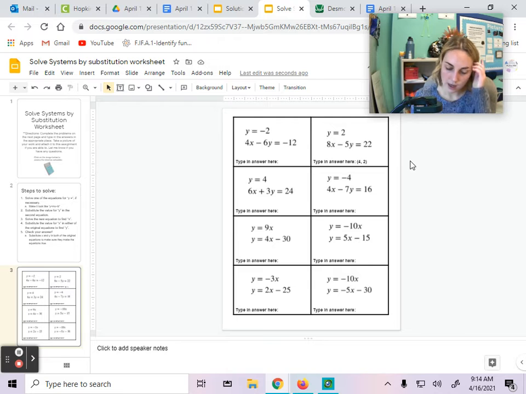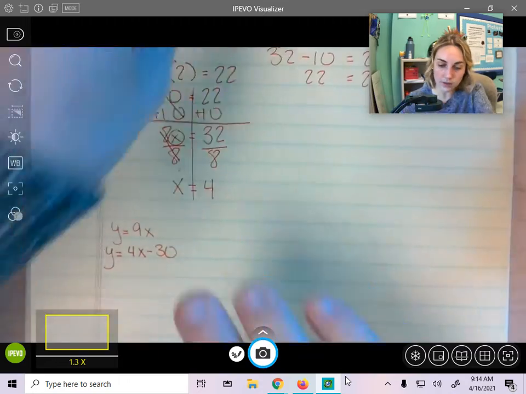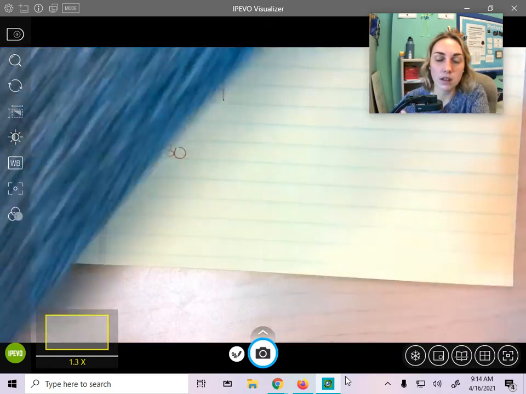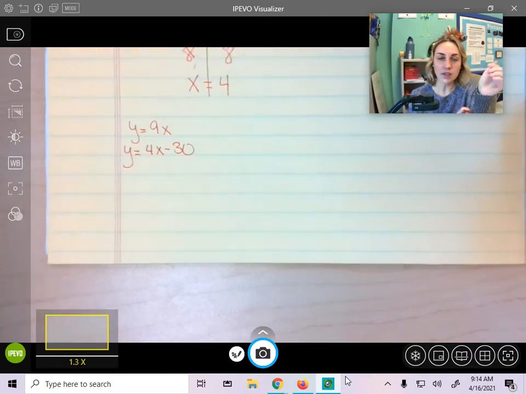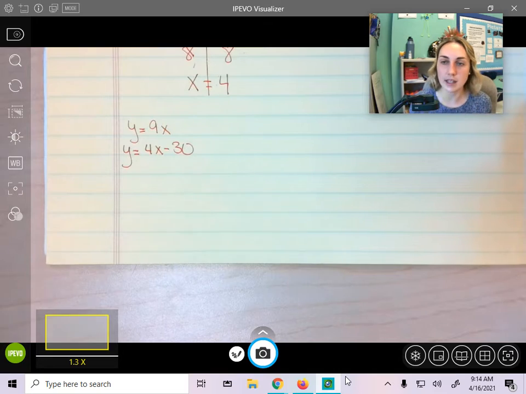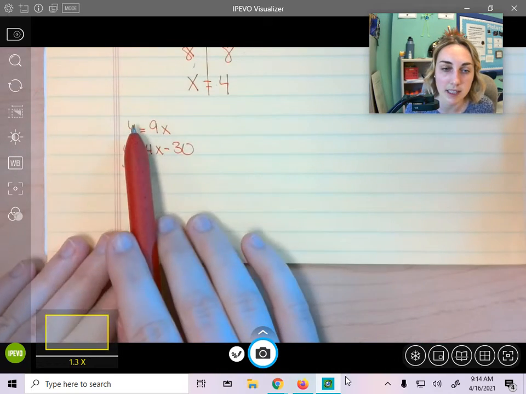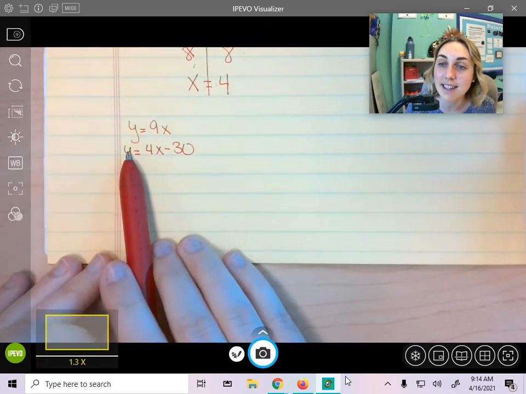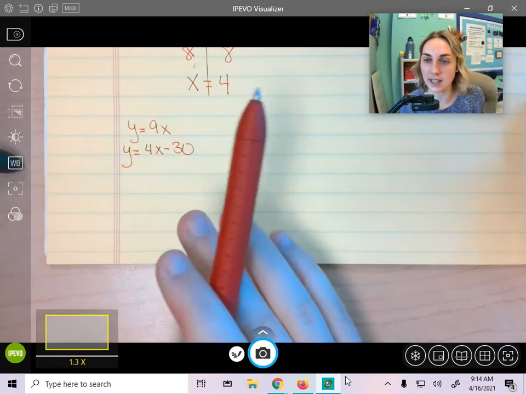Sure, that works. So the same thing, I'm going to write out my problem real quick. So we have y is equal to 9x. This is just a little bit different than the other one. And then y is equal to 4x minus 30. All right, so the same thing. We don't have to solve anything for y equals like the first step says, because both of these are already y equals. So you don't have to move anything around.